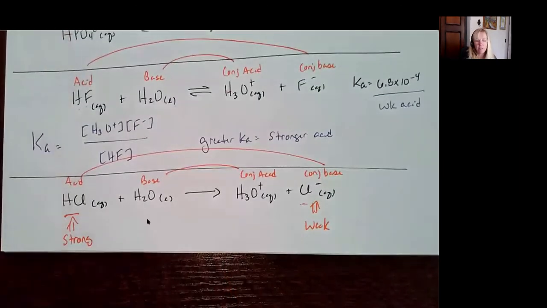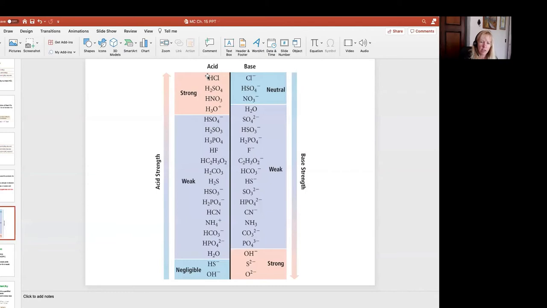So you have this relationship between conjugate acid-base pairs. The stronger the acid, the weaker the conjugate base. The weaker the acid, the stronger the conjugate base. You see here, HF is kind of in the middle. All right, let's talk about water.